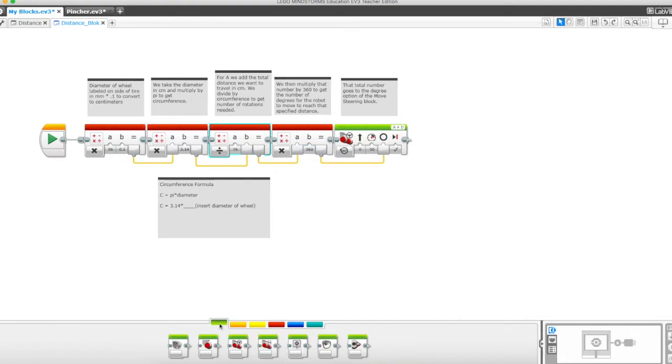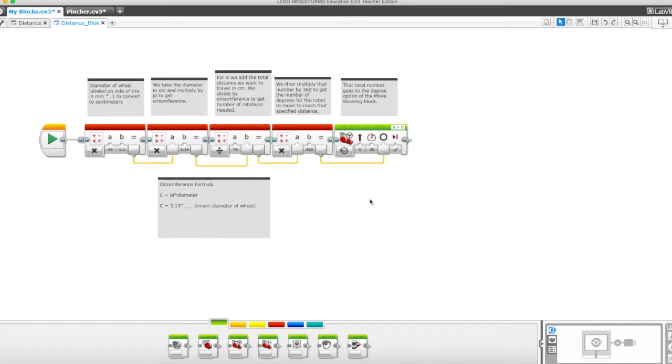And then I went over here to the green and I moved up a move steering block. I got my motor set. I've switched this on for degrees and I'm going forward, and I'm going to slow this down a little bit. I think 50 might be a little too much. So power of 30, and the total number of degrees is this answer right here. So now I have this block. This will get my robot to go any distance I want.